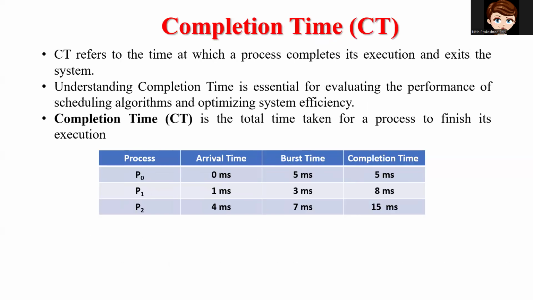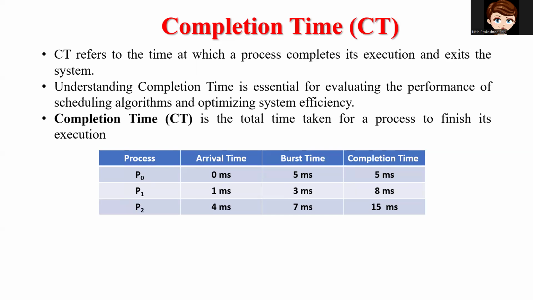Completion time refers to the time at which a process completes its execution and terminates or exits from the system. It is always essential to know the computation of completion time because this can help us evaluate the performance of scheduling algorithms, and further can be used for optimizing the efficiency. This completion time, as I stated, would be the total time taken for a process to finish its execution.